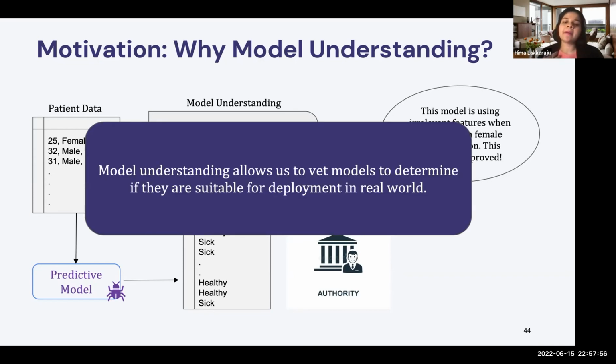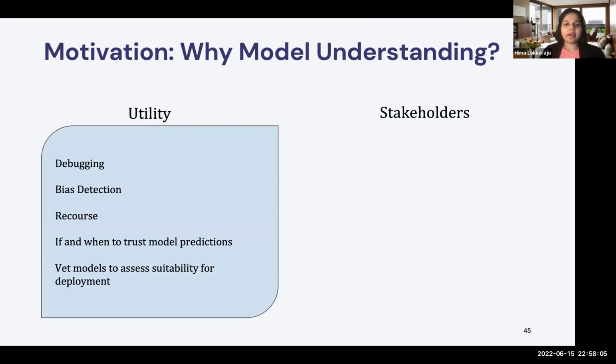So in this case, model understanding can help us vet models to determine if they're suitable for deployment in the real world. Okay. All right. So clearly, model understanding has a lot of utility in terms of enabling debugging, bias detection, determining if and when to trust model predictions, and also vetting models to assess suitability for deployment.